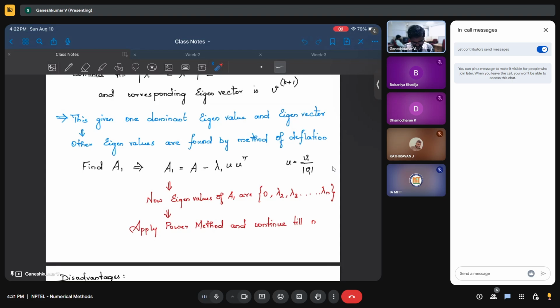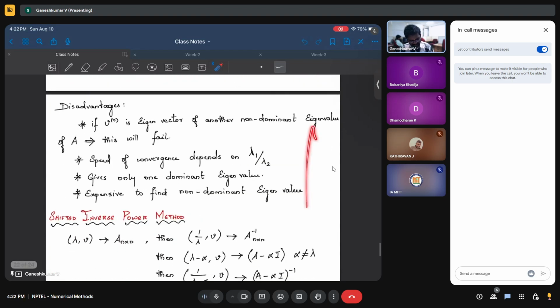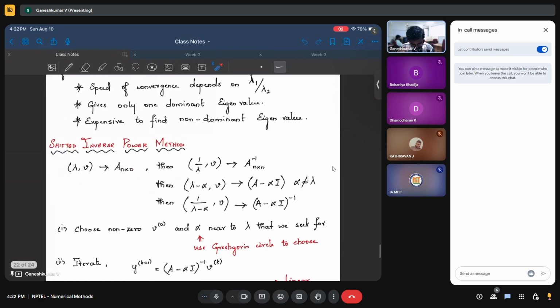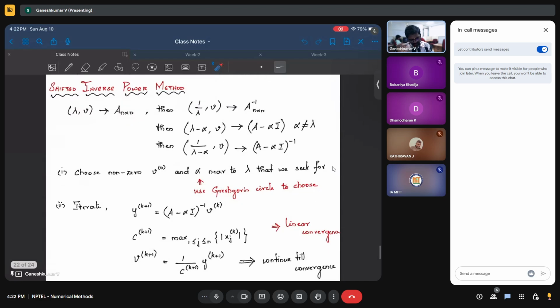This is one way, and it also has some disadvantages. Basically the convergence rate depends upon the most dominant and the next dominant eigenvalue. If the distance is large, it is going to converge faster. If the distance is small, it's going to take a lot of iterations to converge. And the next one is the shifted power method. Basically the power method will give you only the dominant eigenvalue.